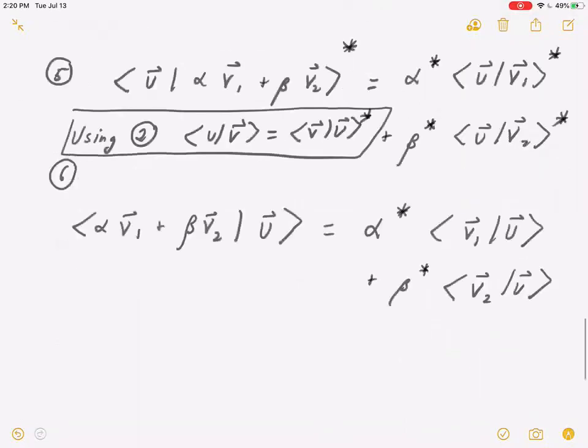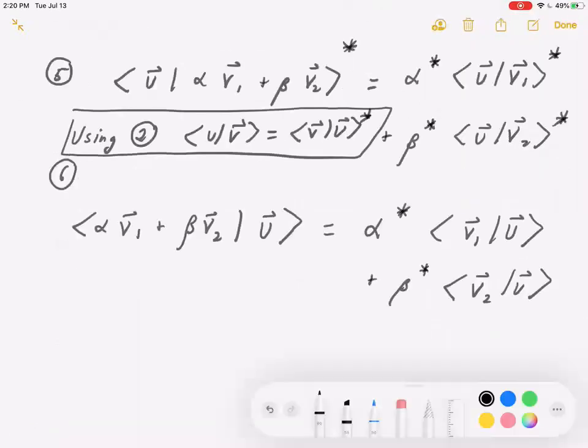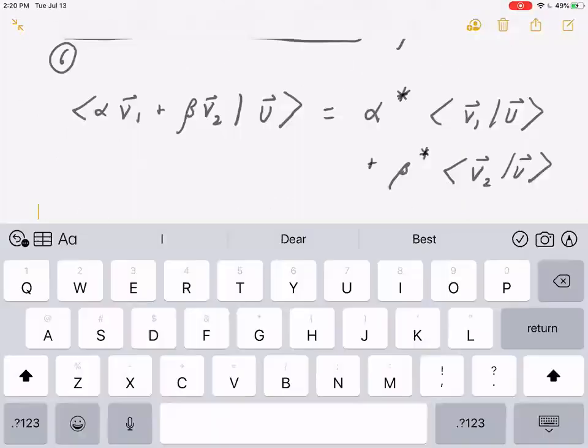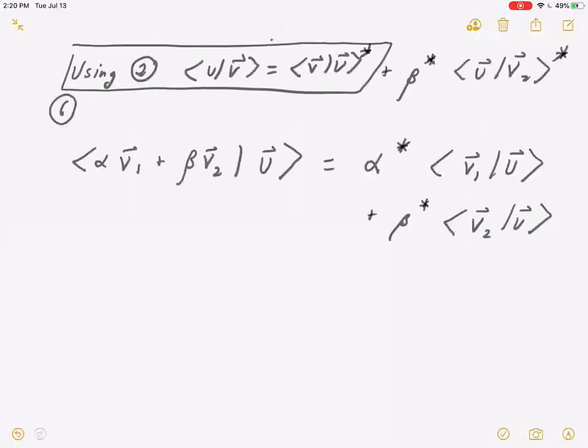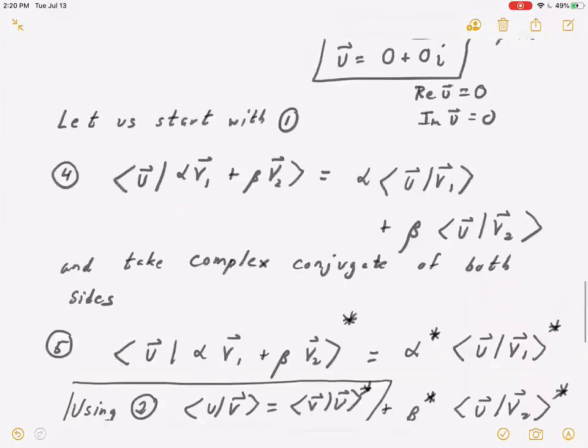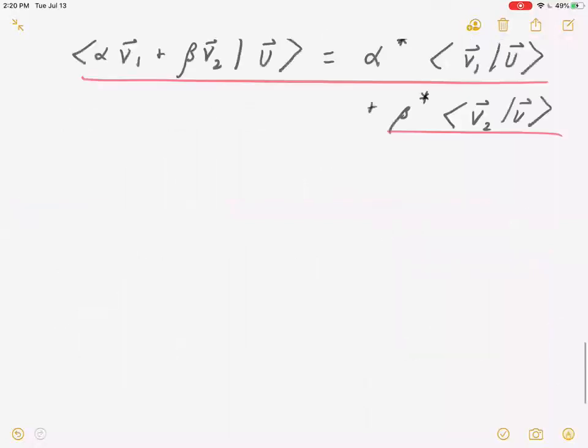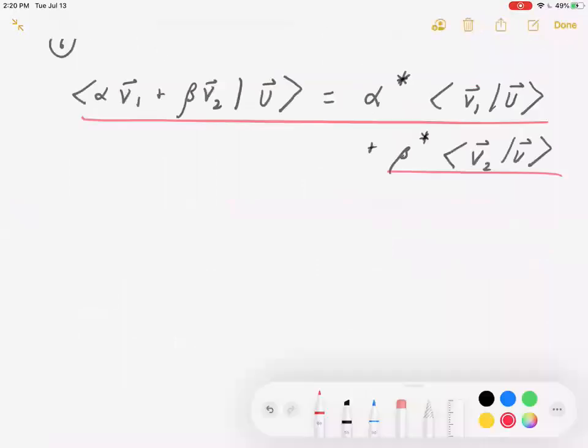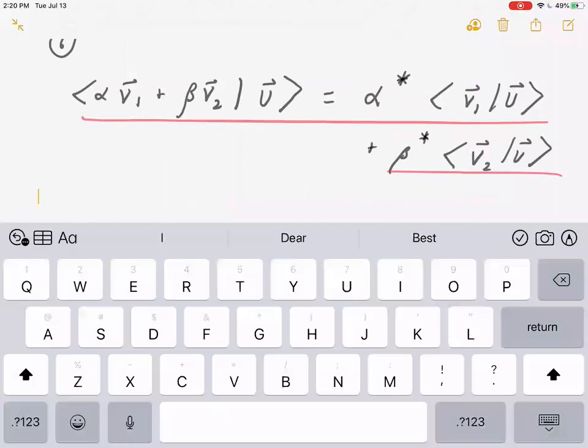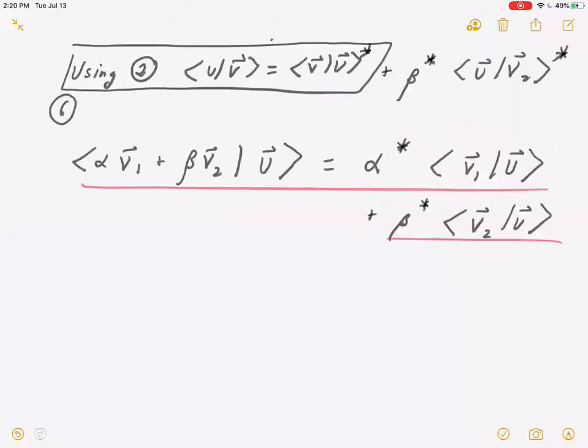Okay. And let's highlight this, because we want to use this. And actually, let's highlight this. This is really equation 1. I just rewrote it.